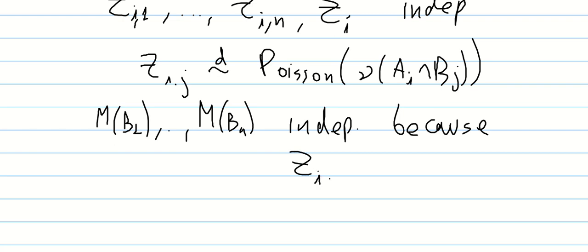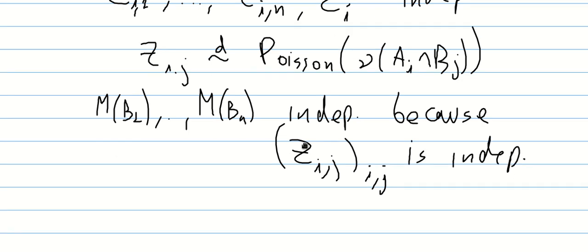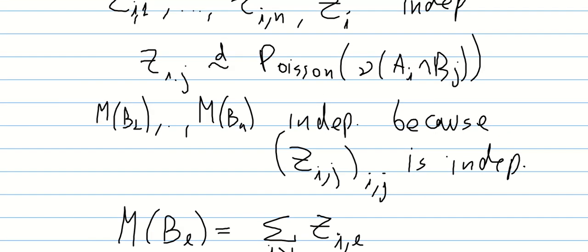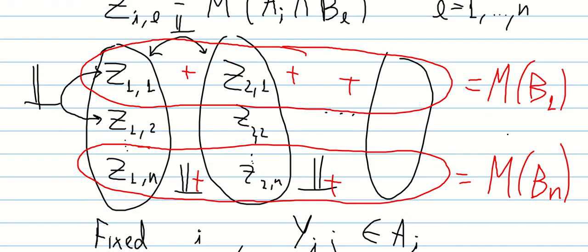holds because the Z_ij for every i and j are independent, and moreover M of B_l is equal to the sum of these independent variables here, Z_il for i bigger or equal to 1. So we know that this vector here is an independent vector, because every entry in this matrix is independent.